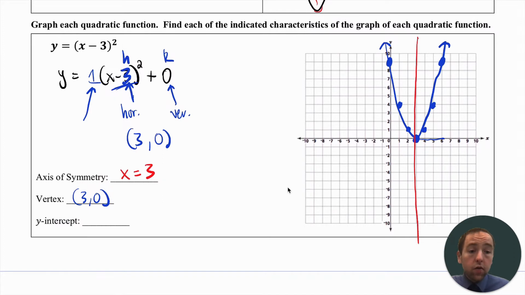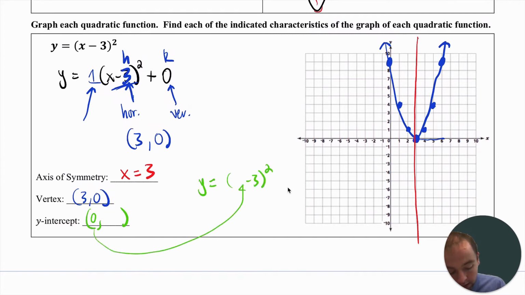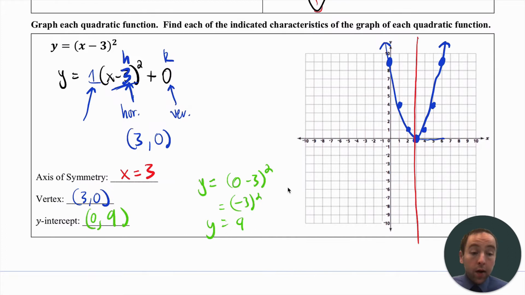But that's something that you should be able to find without looking at the graph, because you know that a y-intercept always has a 0 for its x-coordinate, so you should be able to use the equation y equals (x minus 3) quantity squared, and take that 0 and plug it in for x. Then, by following PEMDAS, do inside the parentheses: 0 minus 3 is negative 3, and then negative 3 squared is equal to 9, so we get y equals 9 when x is 0. Therefore, the y-intercept is going to be at the ordered pair (0, 9).